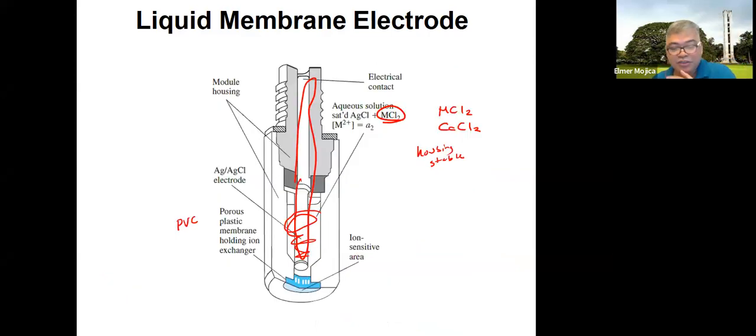So if you look at this, this is very similar to the glass electrode and what we call the lanthanum fluoride. And this is very valuable. Where do you think you use calcium for? Anyone?